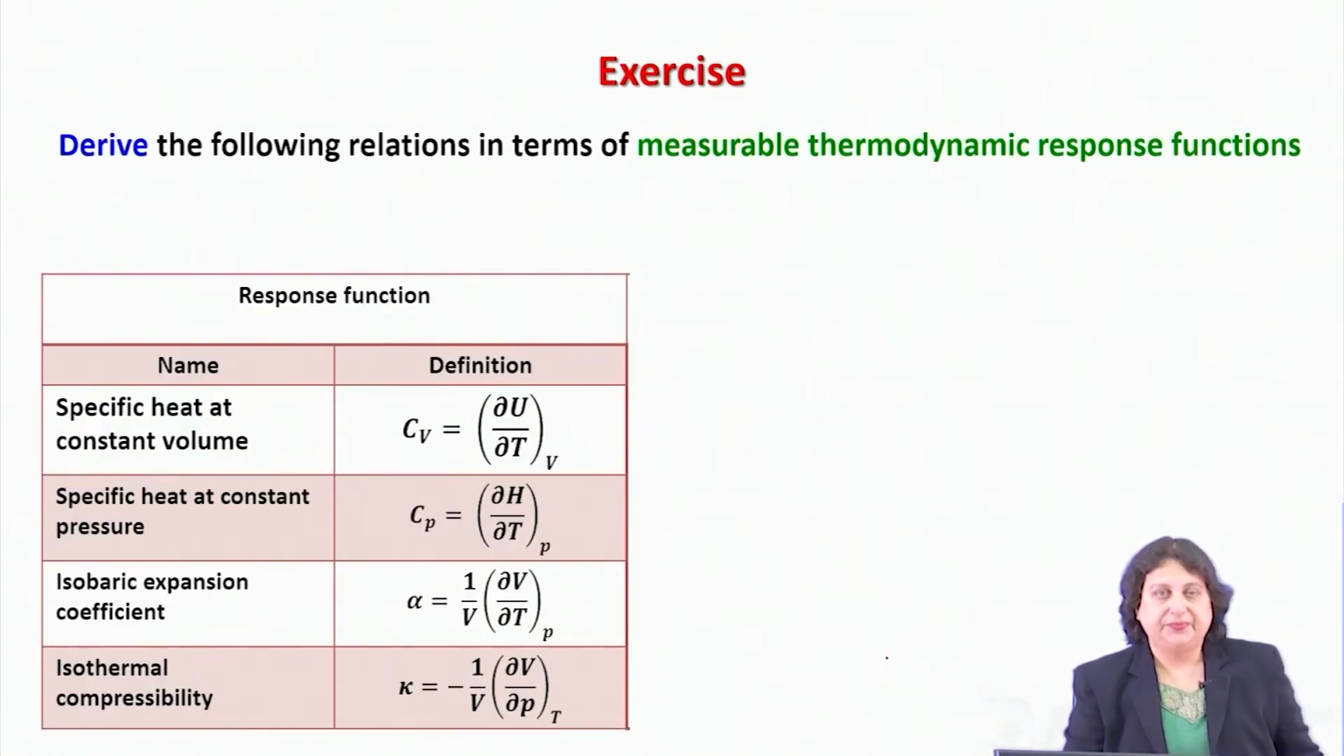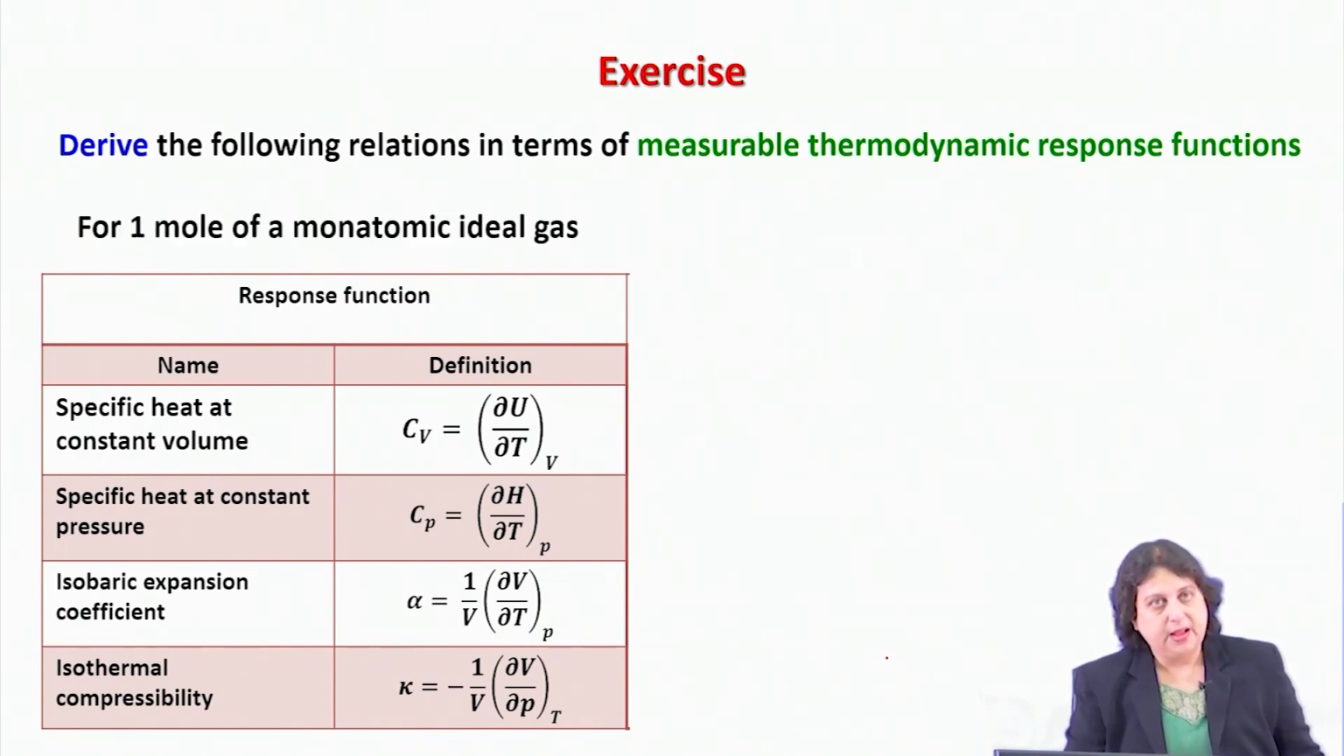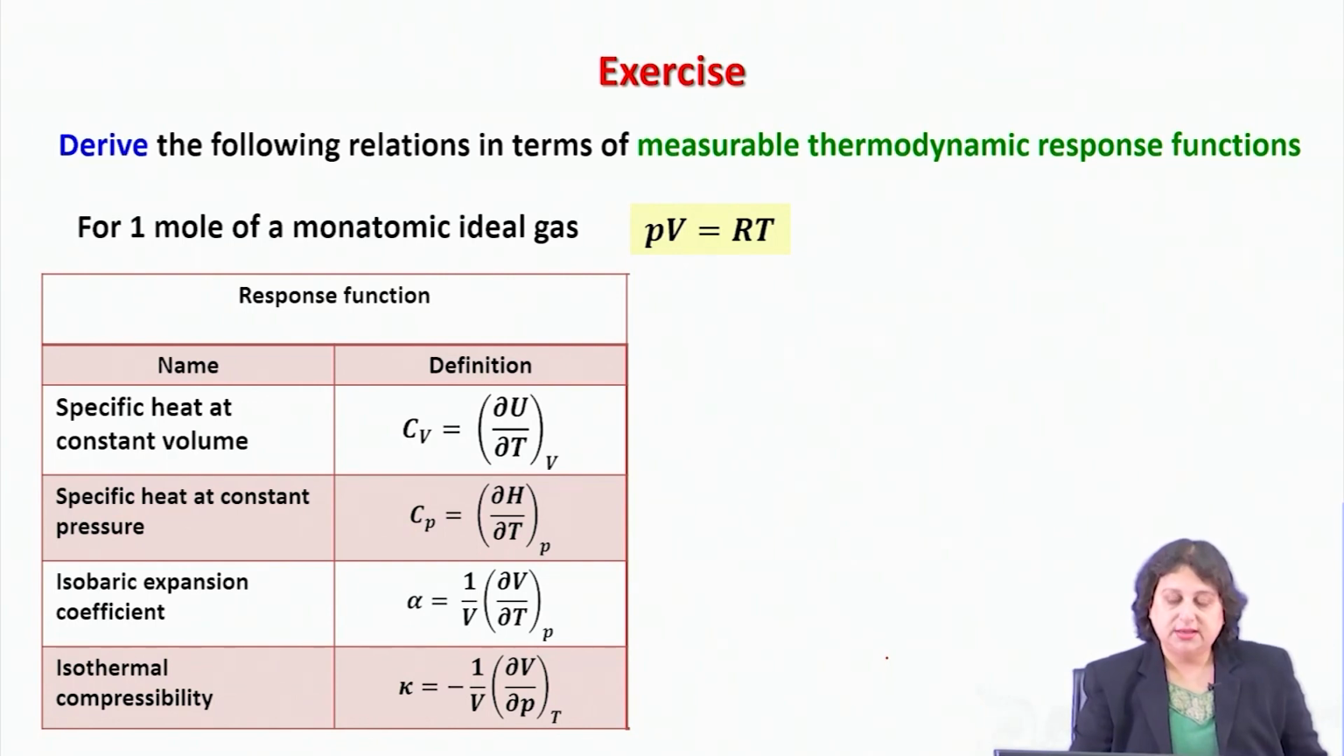Now in this lecture, I'm going to do some exercise to derive the relationships shown here for the measurable thermodynamic response functions when you have some information about the system you're working on. And for this purpose, I have chosen the simplest of the systems, which is 1 mole of a monatomic ideal gas. Here we know that the ideal gas equation is given by pressure into volume is equal to universal gas constant R and temperature T.